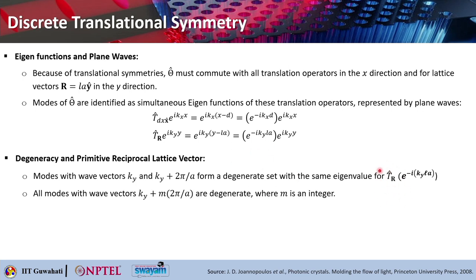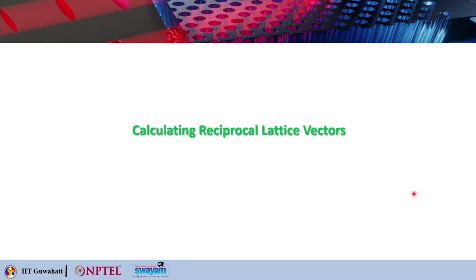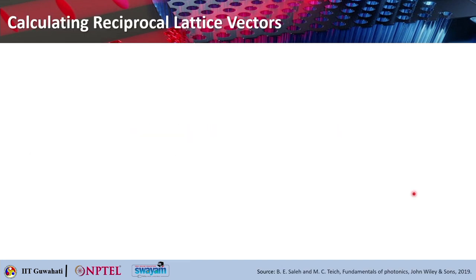So, T r cap is that operator operating on this. This is the discrete translational operator. All the modes with the wave vectors k y plus m 2 pi by a, where m is an integer, will be degenerate. They will all have the same frequency, and the same eigenvalue e to the power minus i k y l a. Now let us see how to calculate the reciprocal lattice vectors.